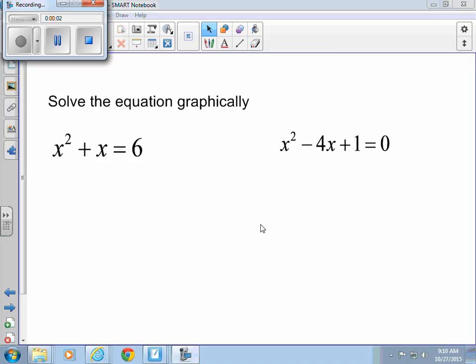Solving the equation graphically, what's the first thing that we're going to do? I would get 0 on one side. It's not a requirement, but it makes it a little easier because then you're looking at the x-axis instead of all over the place. So I would subtract the 6 over, and in y equals, I would type x squared plus x minus 6. Is everyone doing this with me?